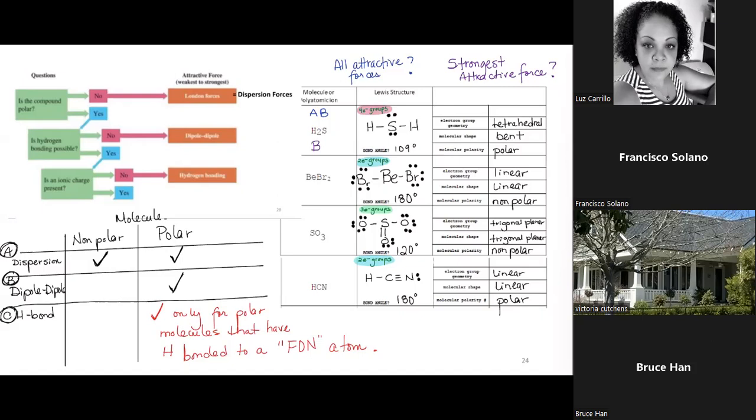So for those students that are just re-watching this after class, make sure that you follow the color coding and letter coding that we are discussing right now in order for you to keep track of the answers. Let's move on to BeBr2, beryllium bromide. What are all the attractive forces found in beryllium bromide? Great job. The letter A, dispersion forces. What is the strongest force found in BeBr2? Excellent, there's only one answer.